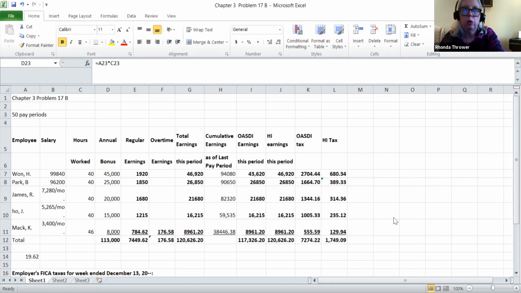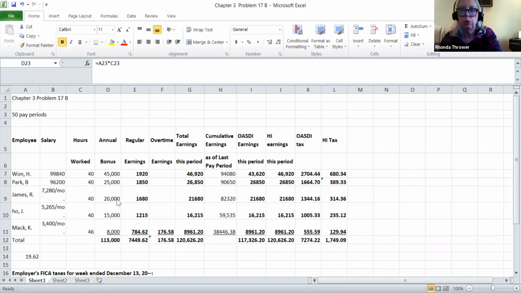And what they're showing us here is a listing of all of our employees, the salaries, and some of these are annual salaries and some of them are monthly salaries. They're showing you their hours worked. Notice all of them worked 40 hours with the exception of this last person. He had some overtime. These employees earned a bonus, and all of this information was given to you. They also gave to you the fact that this information was for 50 pay periods.